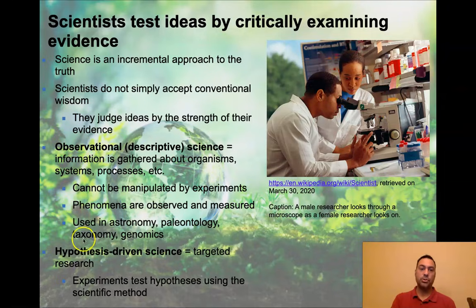Now, there's two different ways we carry out science. There's observational or descriptive science. This is information gathered about organisms, systems, processes, whatever, and it cannot be manipulated by experiments. The phenomena are observed and measured. It's used in astronomy, paleontology, taxonomy, genomics. A great form of this is geology. I actually have a background in geology.